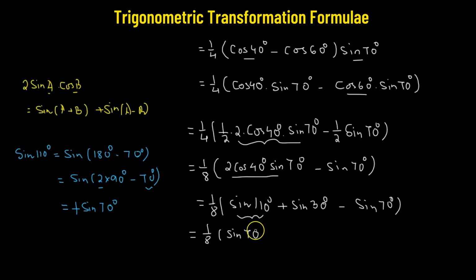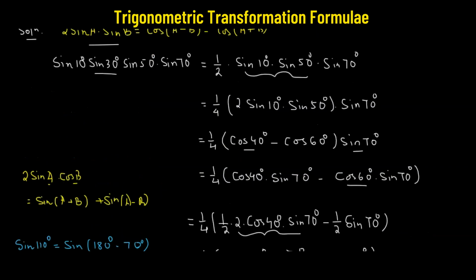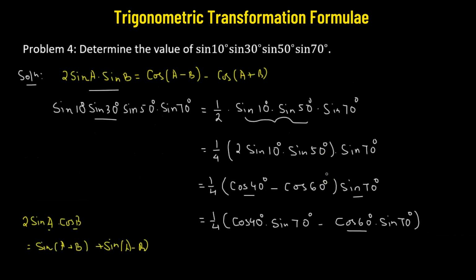So we have positive sine 70 degrees plus sine 30 degrees, so that's 1/2 minus sine 70 degrees. So the first term and the third term cancel out. Now we are left with 1 over 8 multiplied by half, so that gives us the value 1 over 16. So that means the value of the trig expression sine 10 degrees, sine 30 degrees, sine 50 degrees times sine 70 degrees comes out to be 1 over 16.